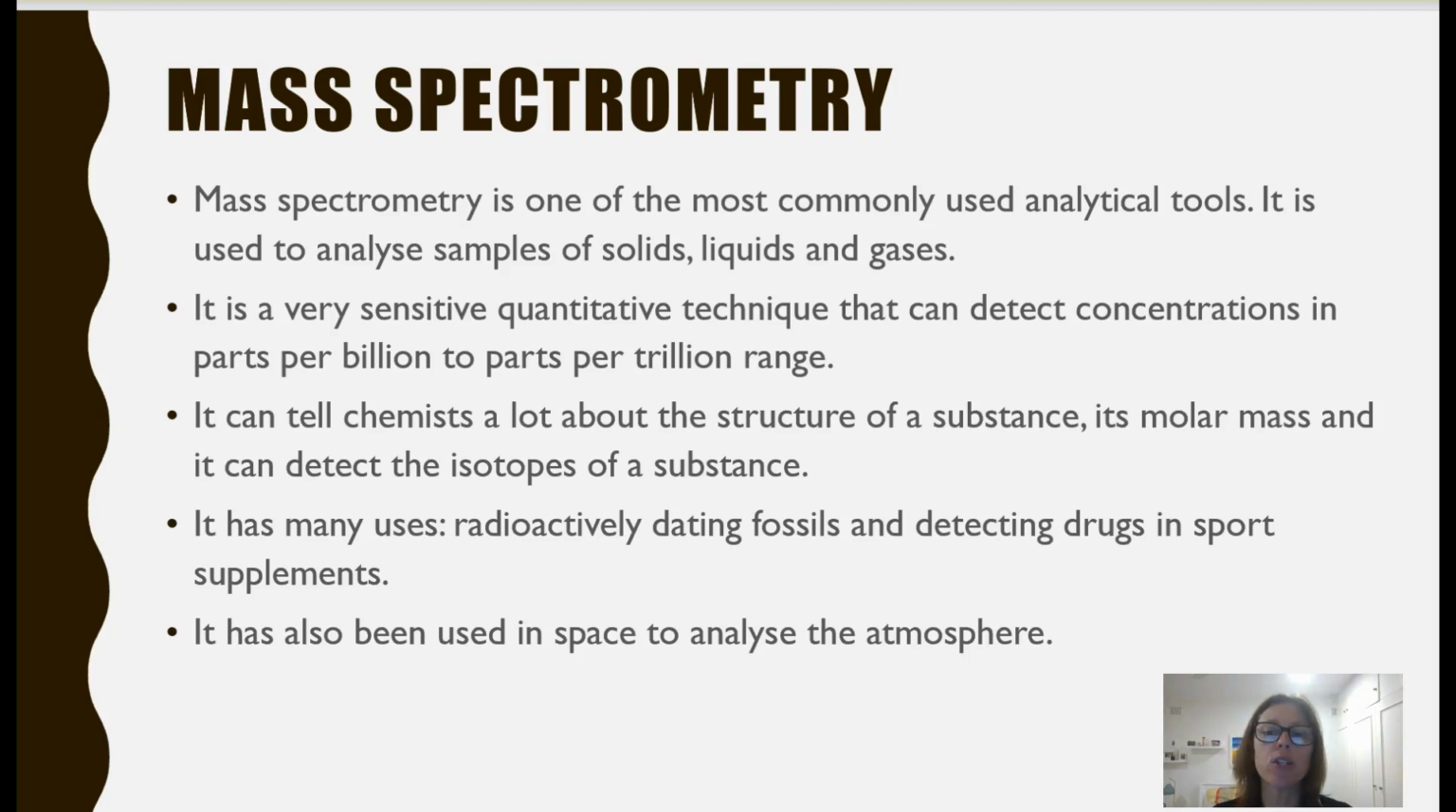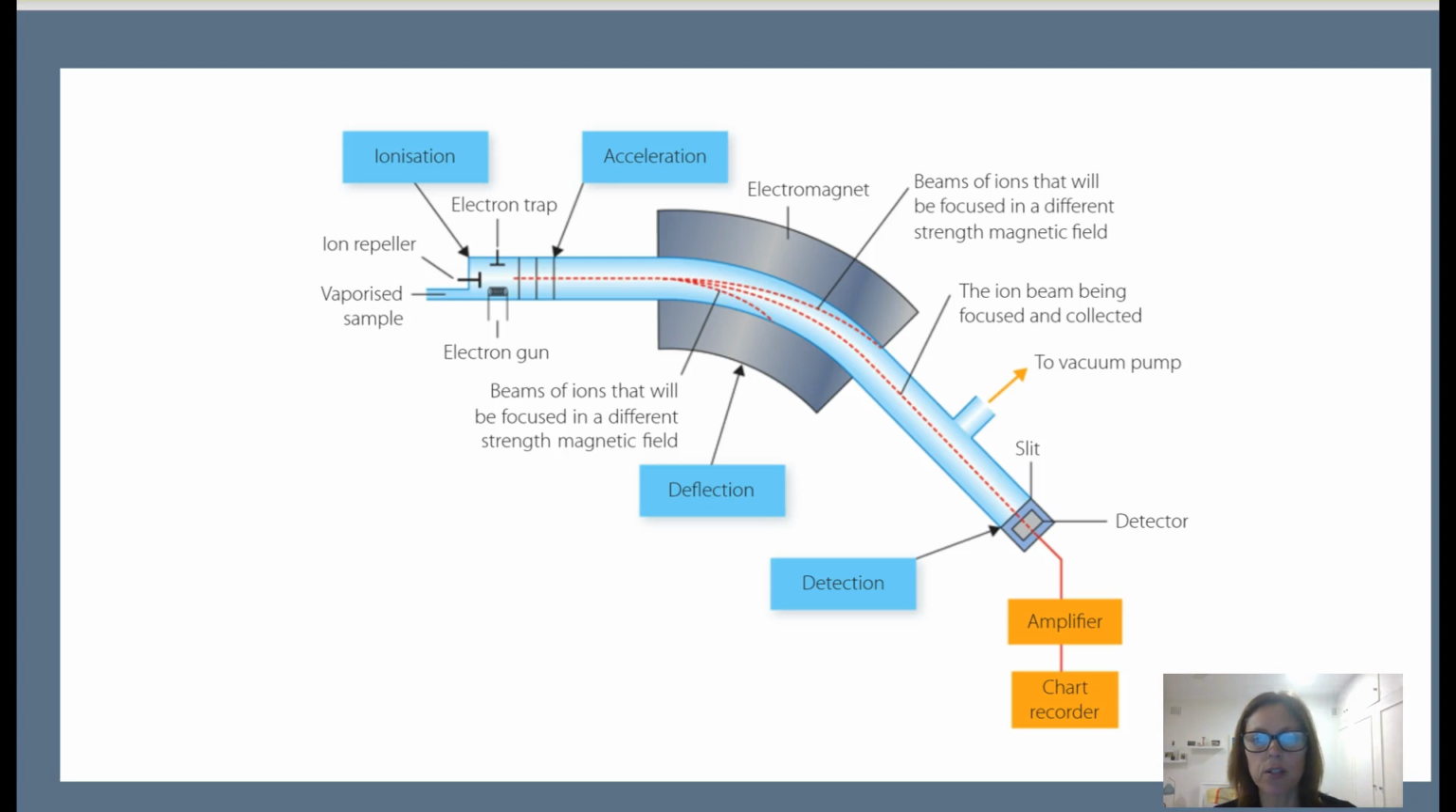So it's got some great uses: detecting drugs in sporting supplements, radioactive dating of fossils, even analysing the atmosphere and what is in our atmosphere. So let's have a look at the machine that we've got. This is just a really simplified version. Again, you may have seen this at ANSTO when we went visiting and had a look at the mass spectrometer that they had there. So here is our machine.